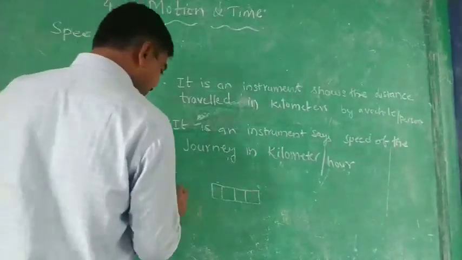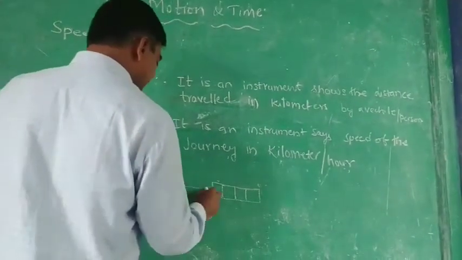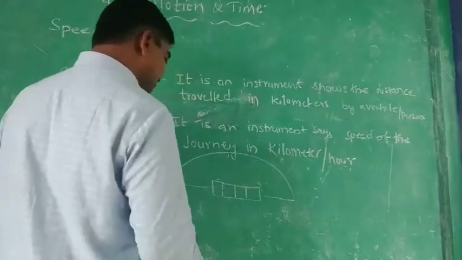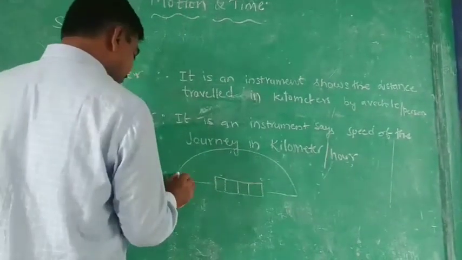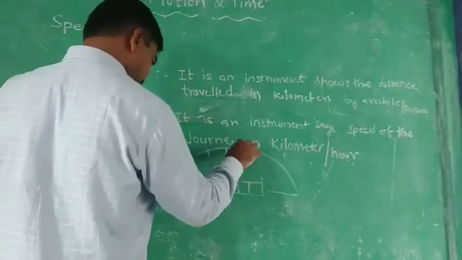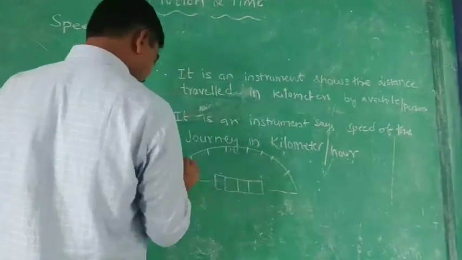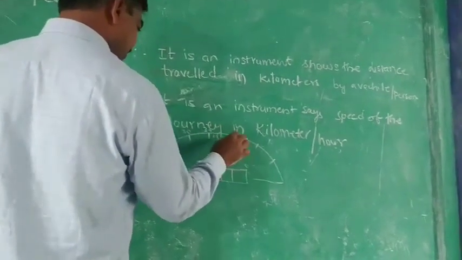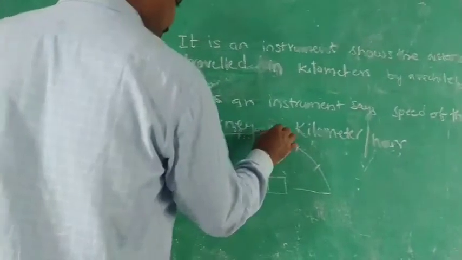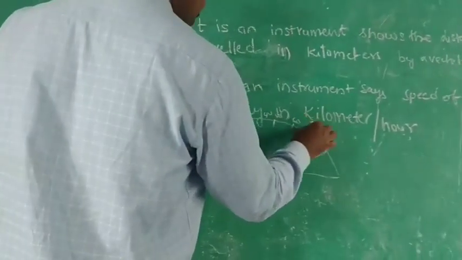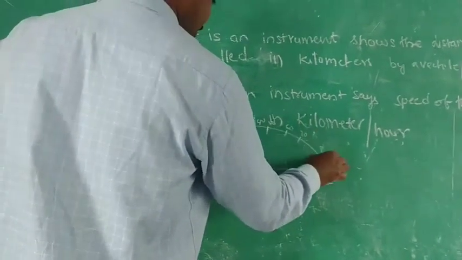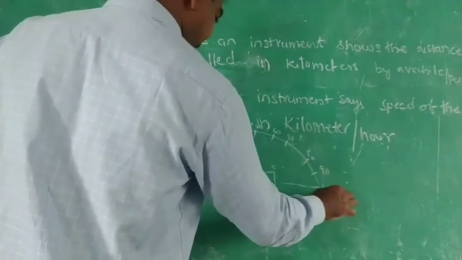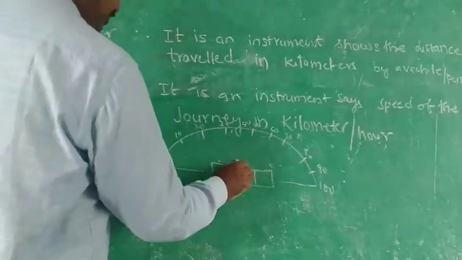Most of them are in cars. Yes, in cars they will be having it. Here it will be like this: 0, 10, 20, 30, 40, 50, 60, 70, 80, 90, 100. Here it will be in the vehicles.